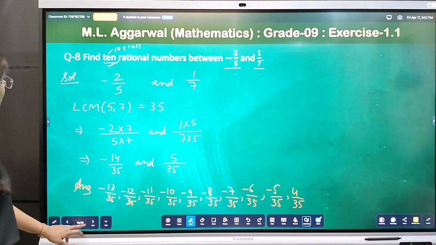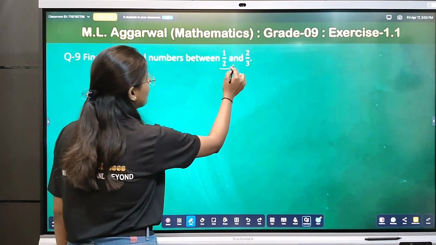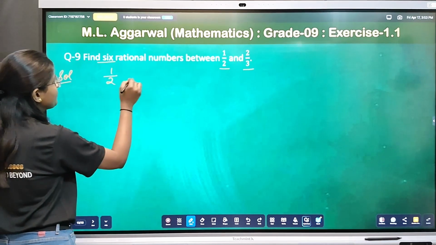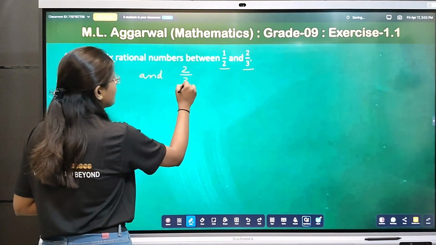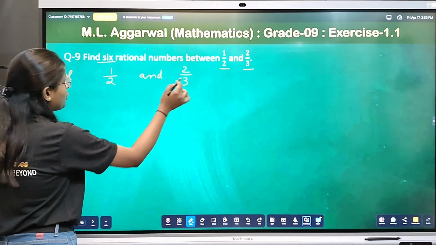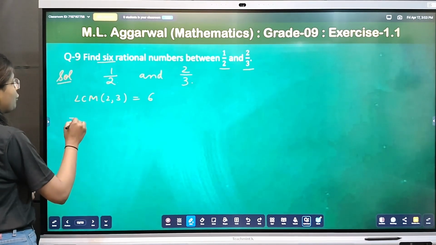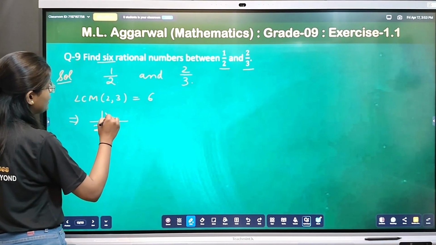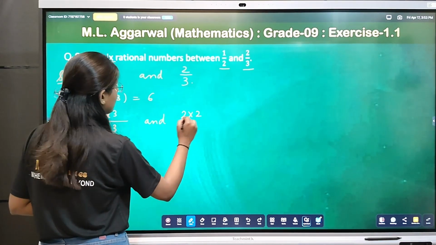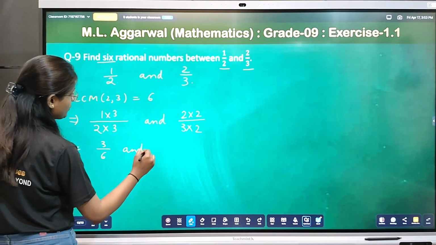Okay? Moving to question number 9 of this exercise, that is, find 6 rational numbers between 1 by 2 and 2 by 3. How to do it? First, again, note down your boundaries. Since they are already in their rational forms, first we need to find out the LCM to equalize their denominators. What will be the LCM of 2, 3? That will be 6. Awesome. Now, multiply the numerator and denominator by numbers so that the denominators of both the rational numbers come in sync. It will be 3 upon 6 and 4 upon 6.